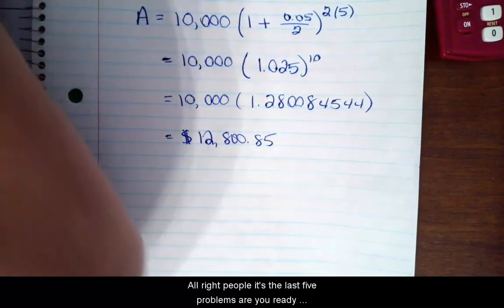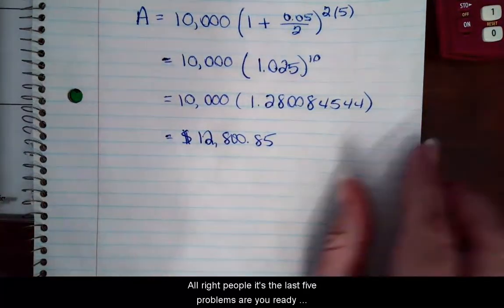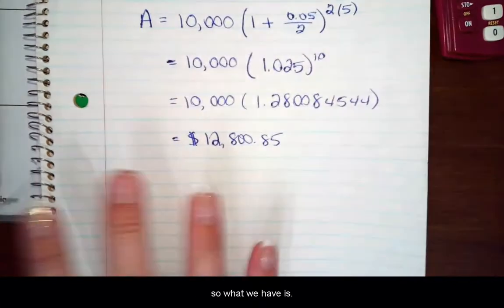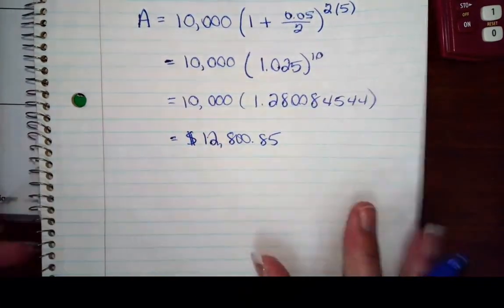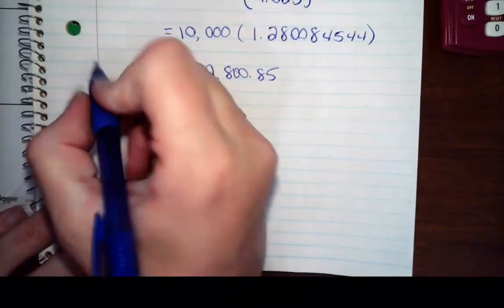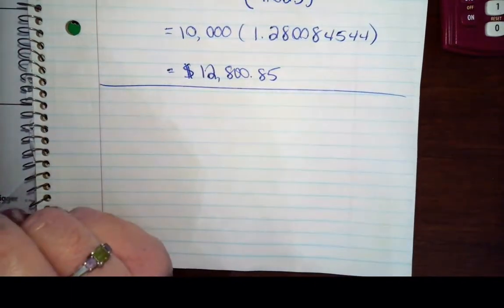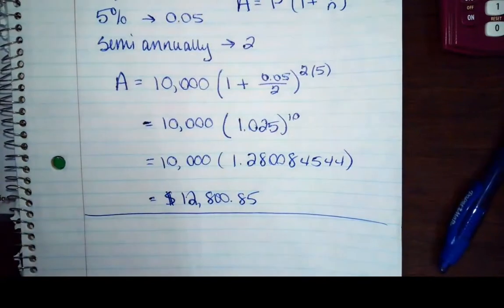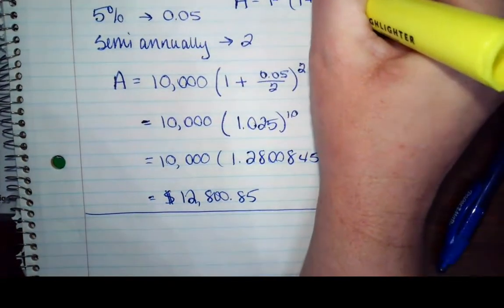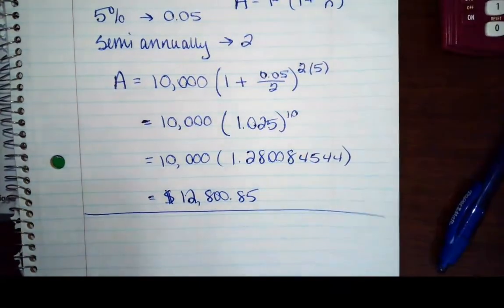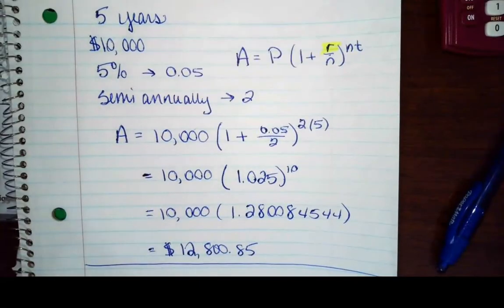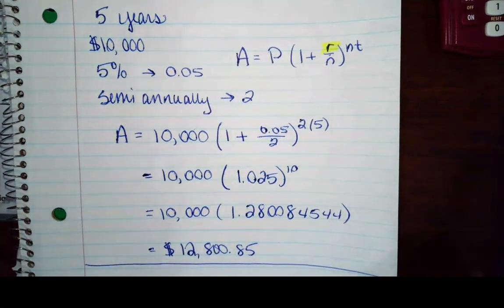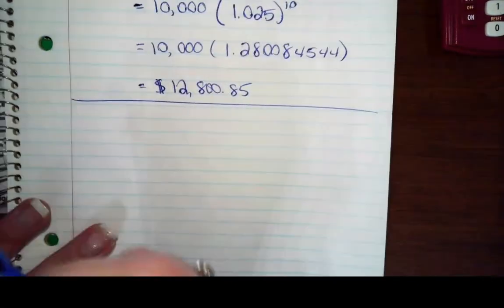All right, people, it's the last 5 problems. Are you ready? So what we have is a new problem that states find the interest rate, which means when we look at our formula, we're going to be solving for something on the inside of those parentheses because I want to know what rate to use. So we're just going to have to knock stuff off.